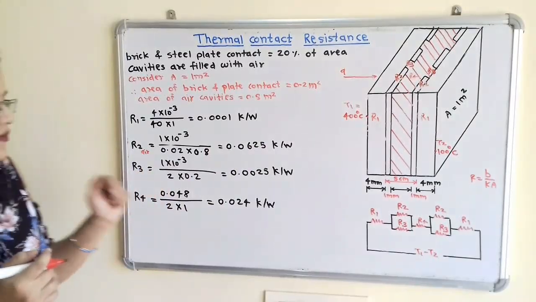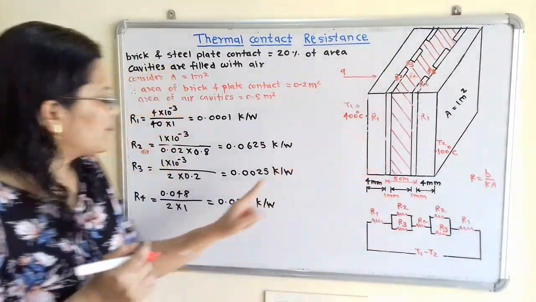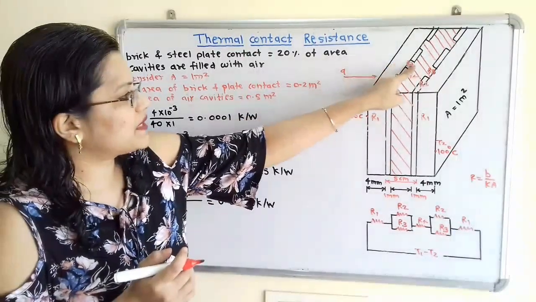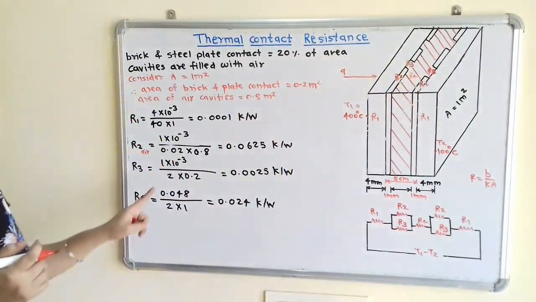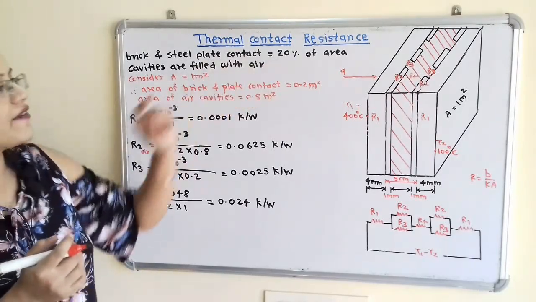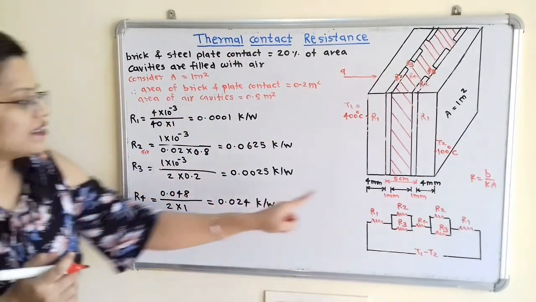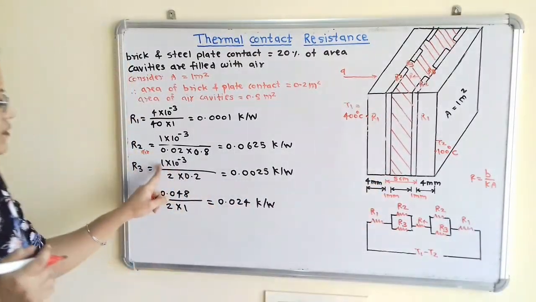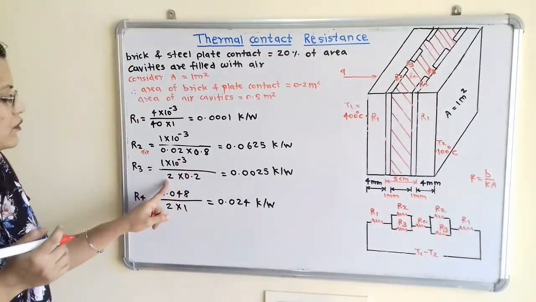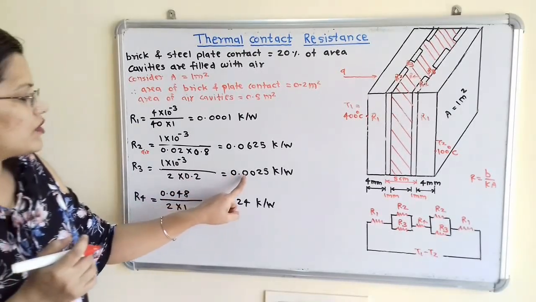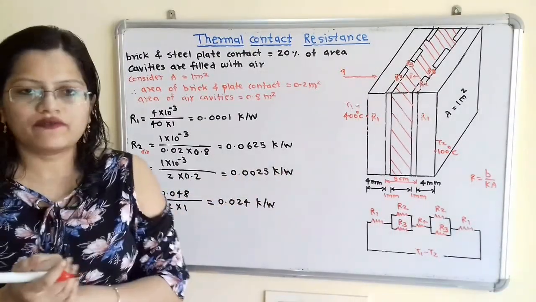Now R3. Here R3 is for solid to solid contact, that is when this MS plate and brick layer are in contact. This solid to solid contact is 20%, that is 0.2 meter square, is given. So the thickness is 1 millimeter, that is 1 into 10 raised to minus 3 divided by 2 into 0.2, that is 0.0025 Kelvin per watt.